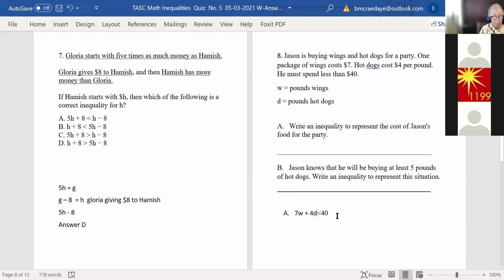Well, first of all, you have to write your inequality. It says he must spend less than 40. So that means you need a less than inequality and the 40. Now, what must he spend that would be less than 40? The wings and the hot dogs. The wings at $7 per pound and the hot dogs at $4 per pound. Or actually the wings, this is actually packages.